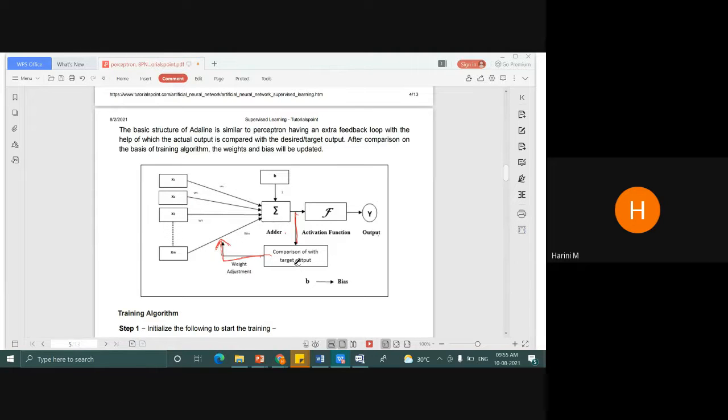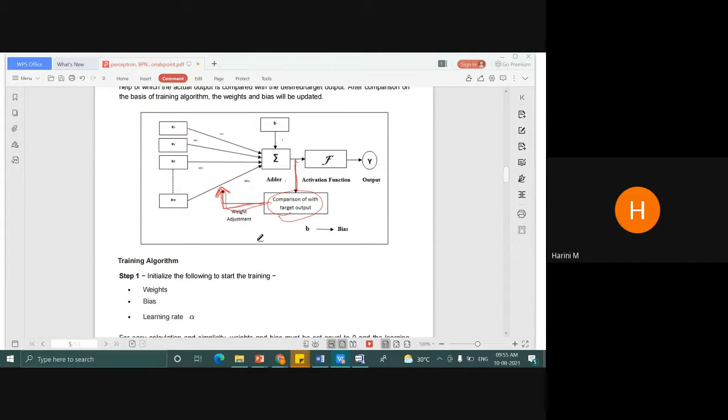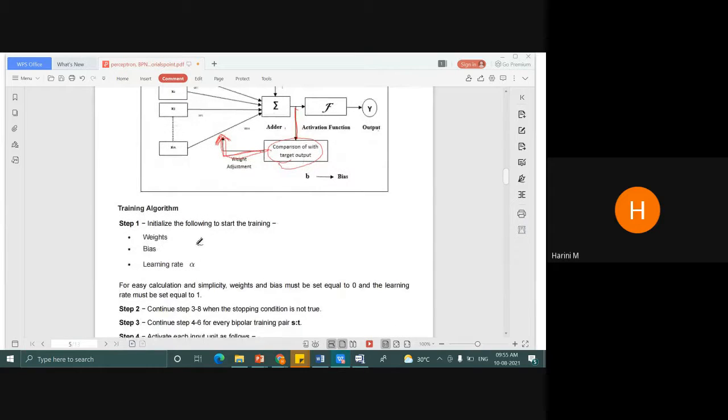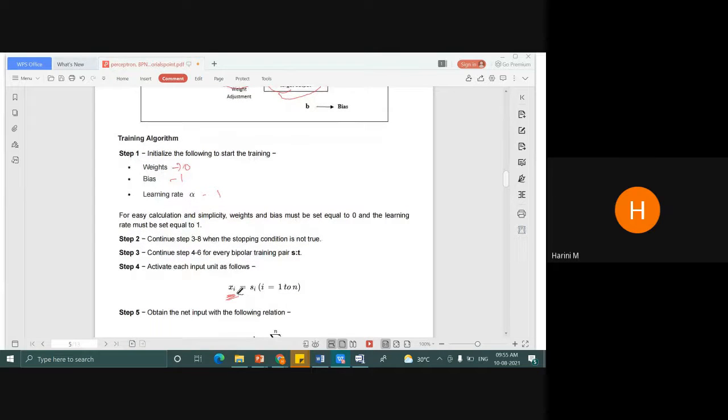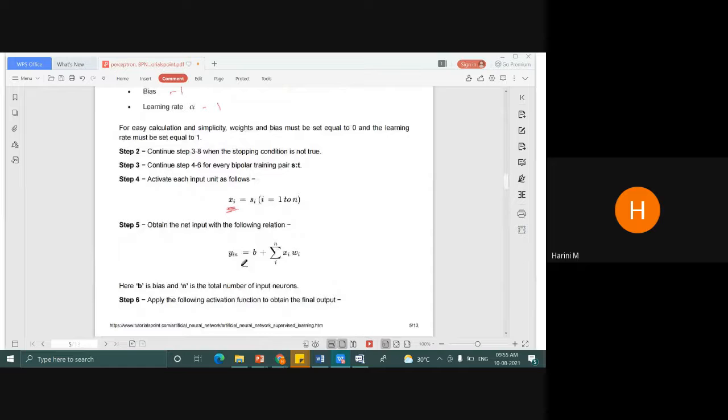So what you do in case of back propagation, you compare the value with the target output and then you update the weights accordingly. So this is known as back propagation. Again, let's go into the training part. Initialize the weights and bias. So this is going to be 0, this is 1, alpha rate is also going to be 1. Training algorithm. Initialize the input. The same calculation part: yin is equal to bias plus summation of xi wi. Same thing.